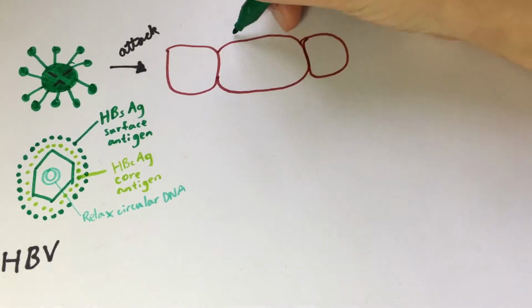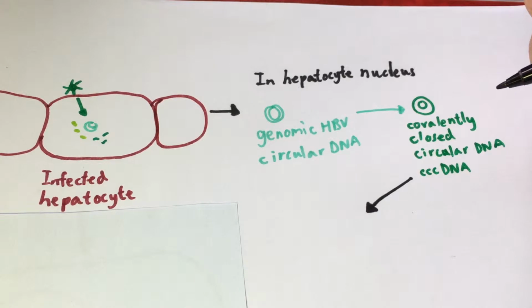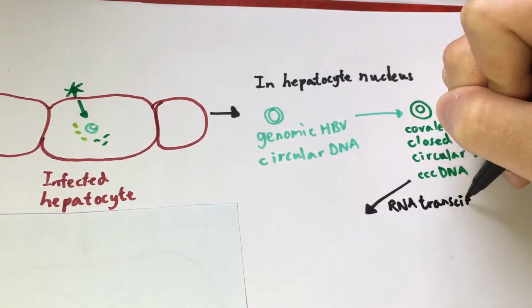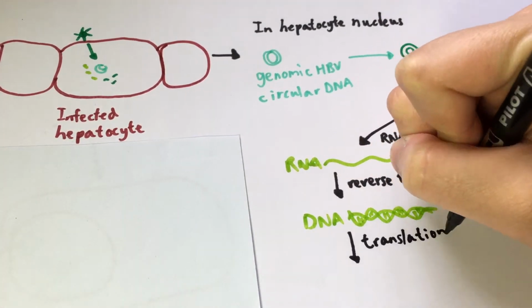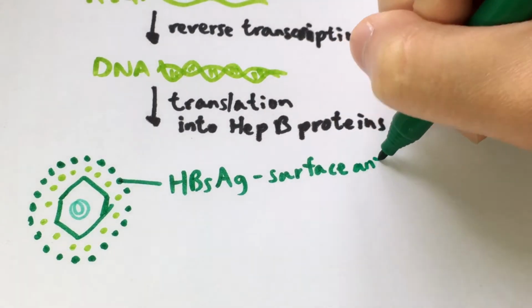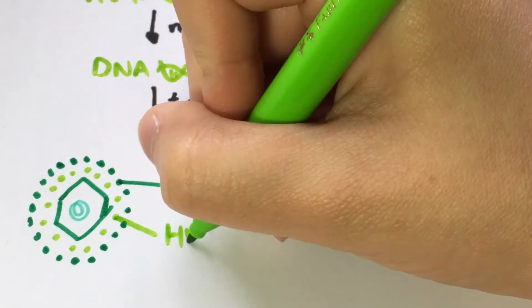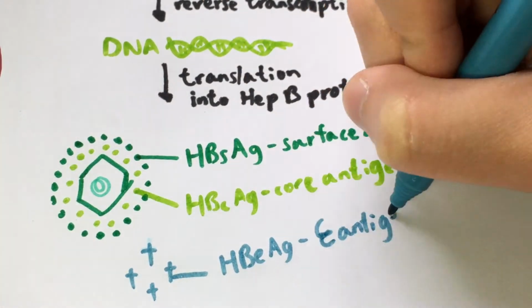When HBV virions enter hepatocytes, genomic HBV DNA is transported to the nucleus, where circular DNA is converted to cccDNA, which becomes the template for RNA transcription. Hep B proteins are produced via reverse transcription and translation. E antigens and viral DNA are also secreted into cells.